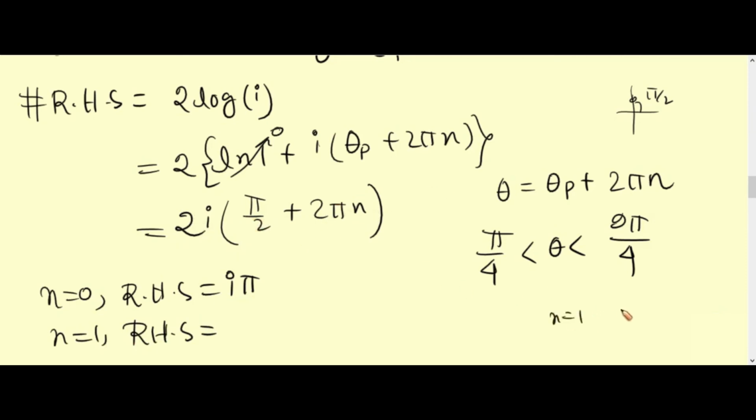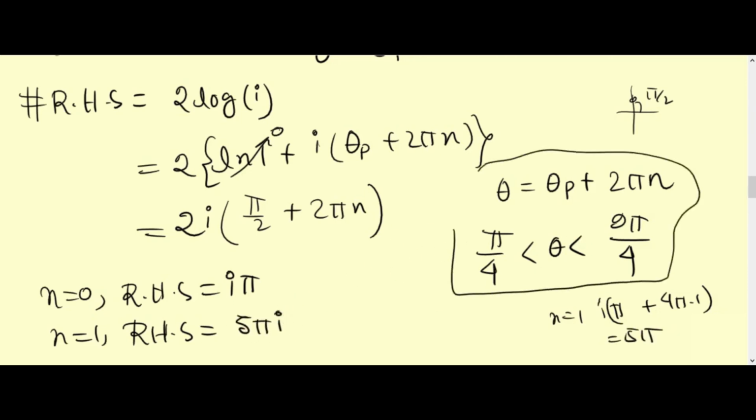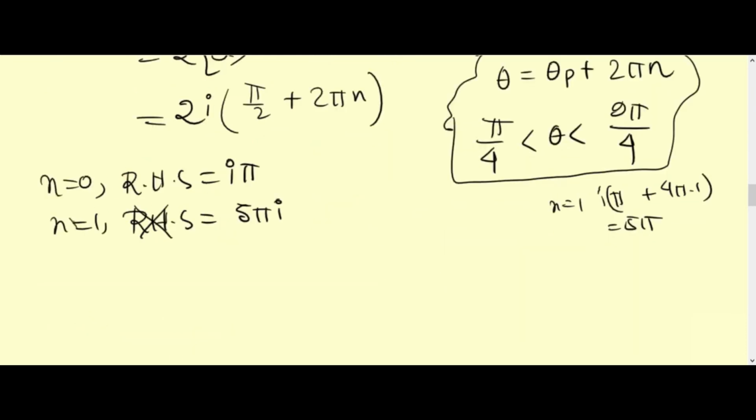Let me just write down the rough work. It will be iπ + 4π·1, because I'm putting n equals 1. So this is 5π, right? So this is 5πi. And if you look at this bound over here, that is the thing that will be our main concern. This is violating the bound, so we don't need it. We don't need n equals 1.